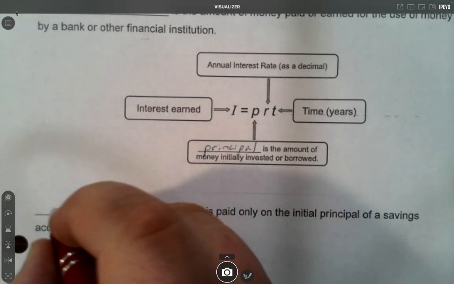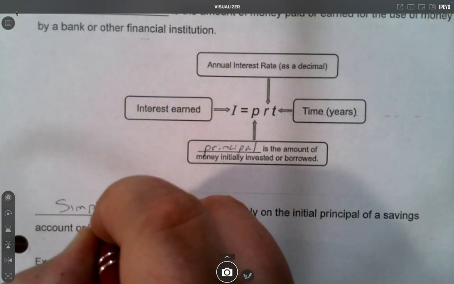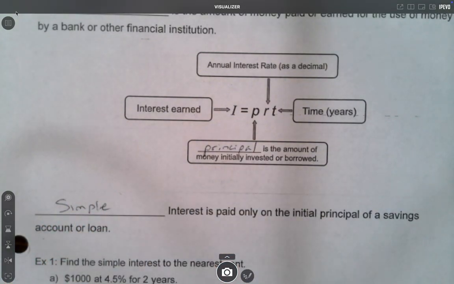Now, simple interest is paid only on the initial principal of a savings account or loan. So if you put in $100, they are giving you interest on just $100.